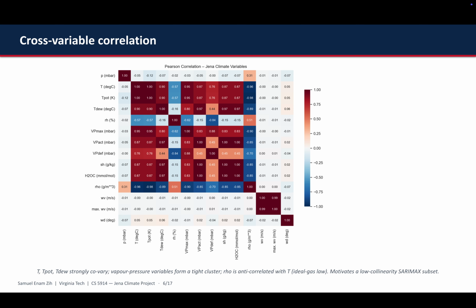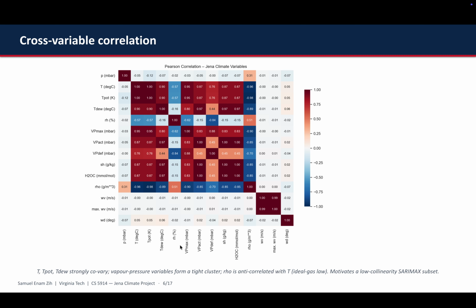Pearson cross-variable correlation. This is the Pearson correlation matrix of 14 variables. 3 things stand out. First, the temperature variables, T, T-pot, T-dew, are very tightly correlated, often above 0.9. Second, the 3 vapor pressure variables form a clear cluster: saturation, actual, and deficit are nearly redundant. Third, air density rho is strongly negatively correlated with temperature, exactly what the ideal gas law predicts.